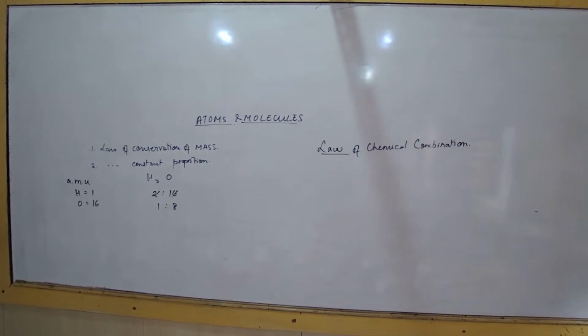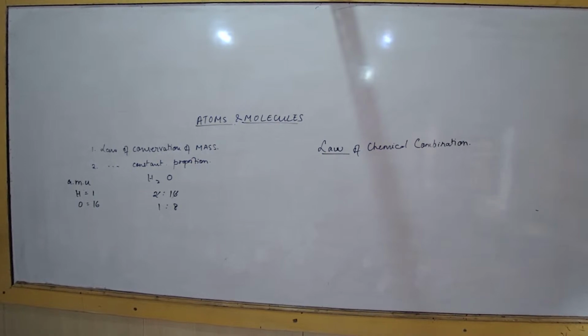Similarly, in ammonia, nitrogen and hydrogen are always present in the ratio 14:3 by mass, whatever the method or the source from which it is obtained. Whatever the source or from where we are getting it. That means we are taking water from whatever source, maybe it is tap water or lake water or river water.